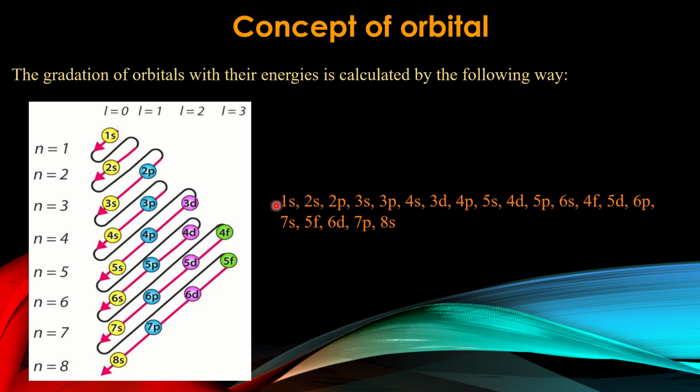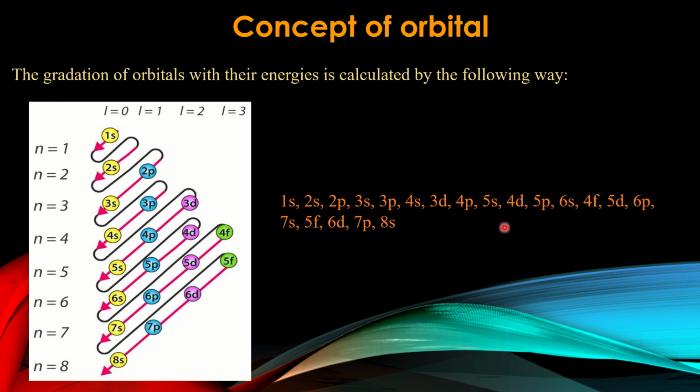The energy of 1s is the least, then 2s, now 2p, 3s, 3p, 4s, 3d. Look, here the energy of 3d of the third orbit is more than the 4s of the fourth orbit. Here 4p, again the energy of 5s is more than 4p. In this way, at first you will arrange the orbitals according to their energy. Now the orbitals are arranged. Now you can write the electronic configuration of every element.